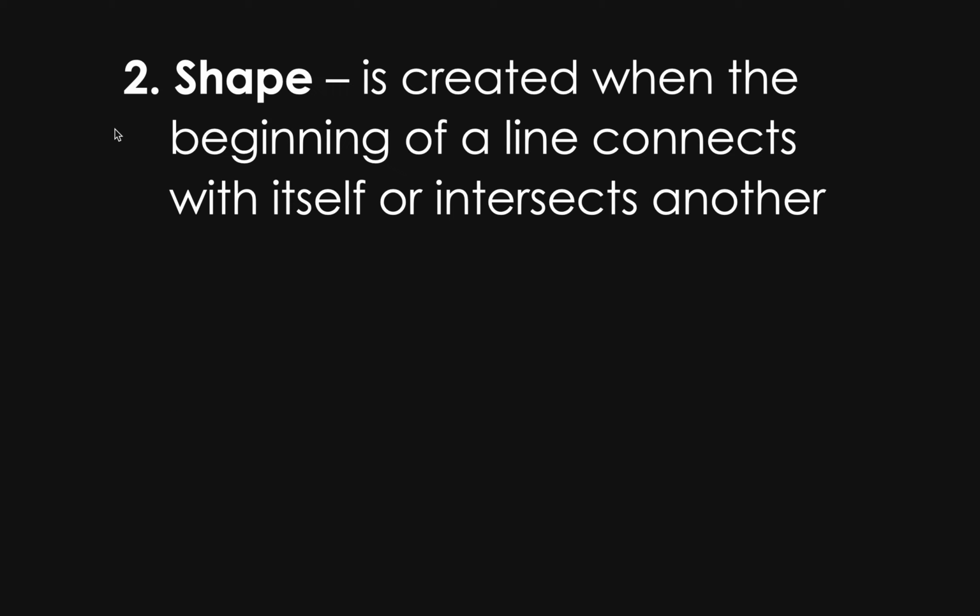Our second element of art is shape. And shape is created when the beginning of a line connects itself or intersects another. So in the image on the screen, you have 2 lines that are running parallel to each other. Once we connect them, they make a shape.